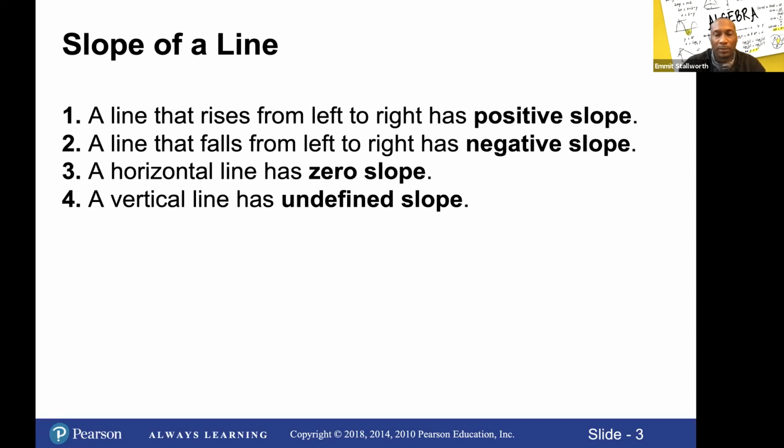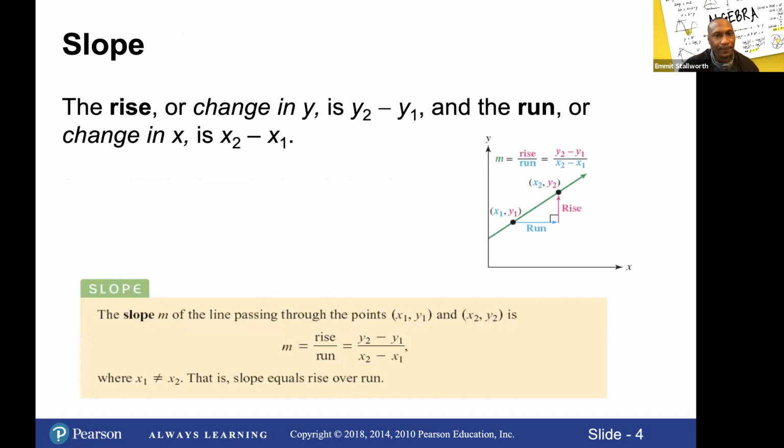Remember that slope is rise over run. If you're rising but you're not running, that means you have zero in the denominator. So this is what slope is, guys. The slope is the rise, or change in y.